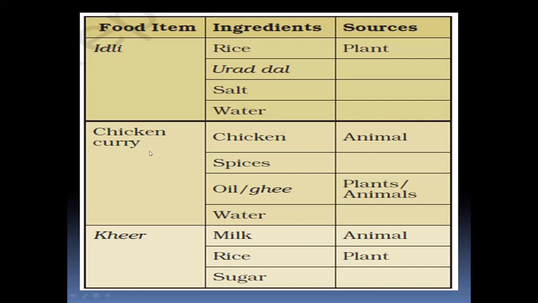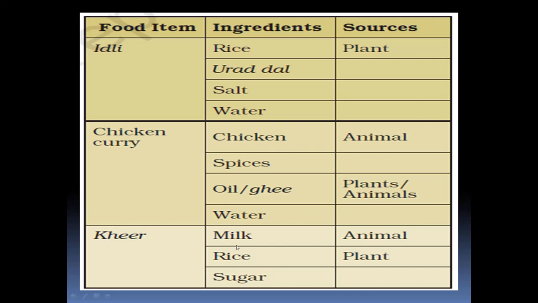In the same way, let us consider one more example food item, chicken curry. So chicken is obtained from animal source. Spices, can you fill here? Spices, yes, it is obtained from plant source. Oil or ghee. Here it is given both plants as well as animal because we get oil from plants like groundnut, sunflower. So these are examples of oil that is obtained from plant source. In the same way, ghee is obtained from animal source. Then water from water bodies, fresh water bodies.